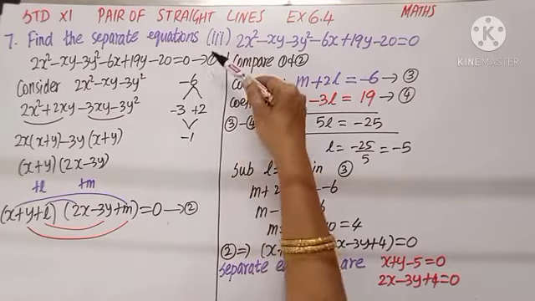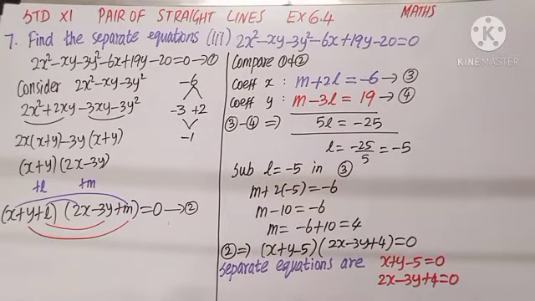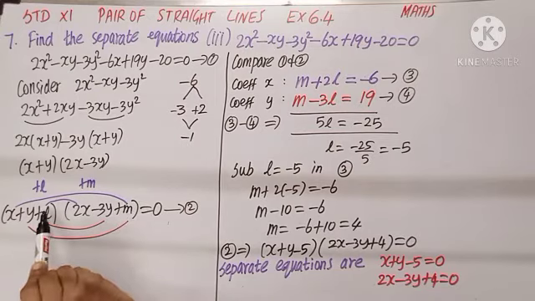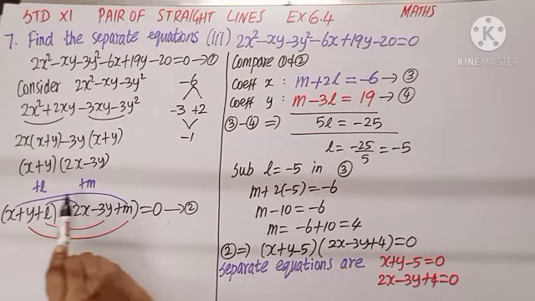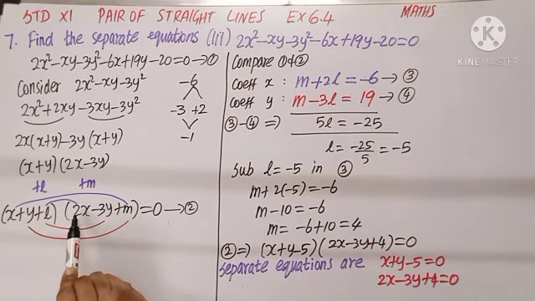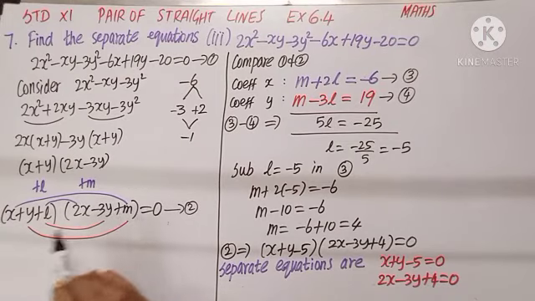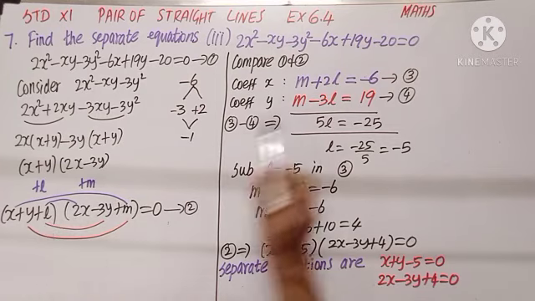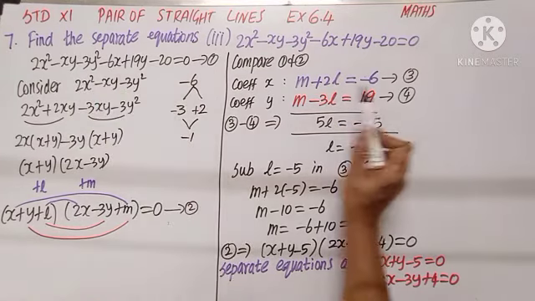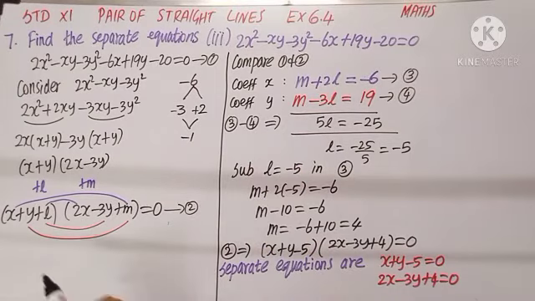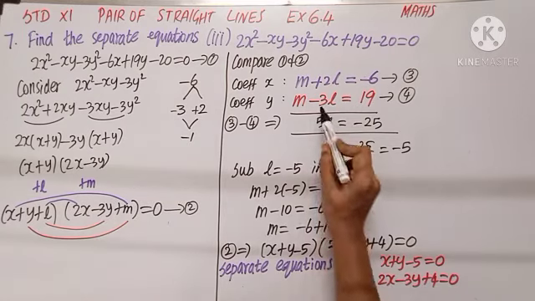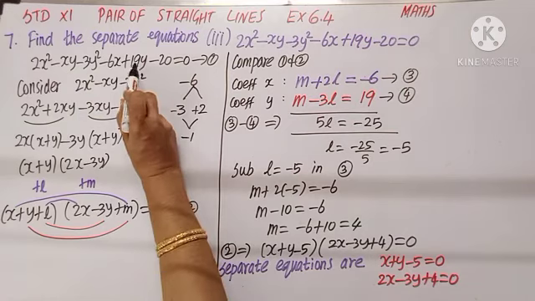As we compare 1 and 2 for the coefficients of x and y, how to get the coefficient of x? X from the first bracket, constant from the second. Constant from the first, x from the second. So x into M, L into 2x. I need only the coefficient, so x into M, write only M. L into 2x, write only 2L. Here the coefficient of x is minus 6. For the coefficient of y: y into M, write M. L into minus 3, minus 3L. The coefficient of y is 19.